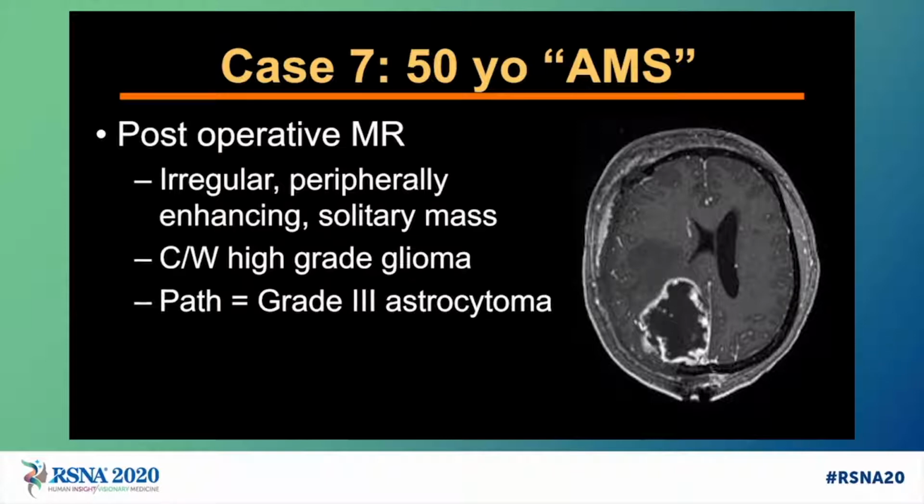Once the patient was stabilized, we performed an MR because we were interested in diagnosing that low-density mass that we had seen. Here on a contrast-enhanced image, you can see a regular peripherally enhancing solitary mass. This is consistent with a high-grade glioma, and at pathology, the lesion turned out to be a grade 3 astrocytoma. I don't think on imaging you really could have differentiated it from a glioblastoma.